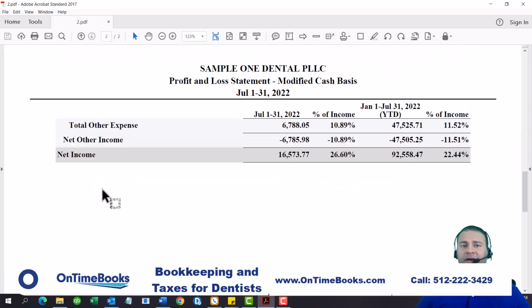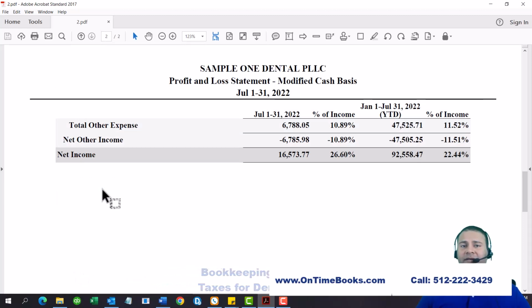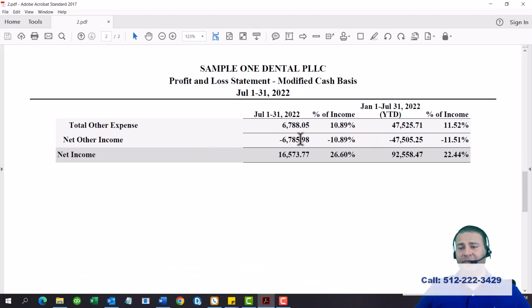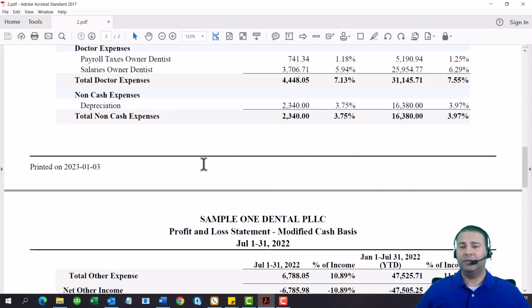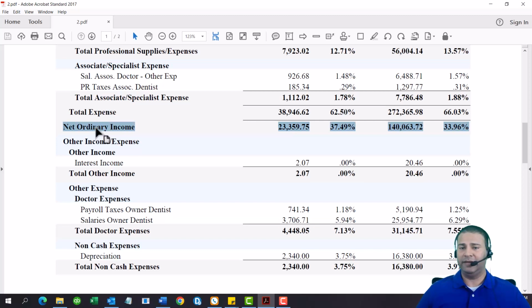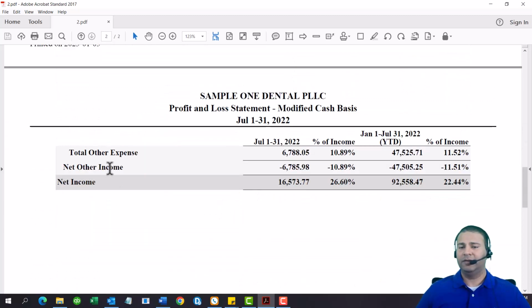If you total all the other income and subtract all the other expenses, you get a negative number here. This is typically negative because dental practices don't have other income most of the time. So other income minus other expenses, which is the owner doctor related expenses, is almost always negative. So total ordinary income, which is right here, minus the total other income equals net income. This is the profit of your practice.